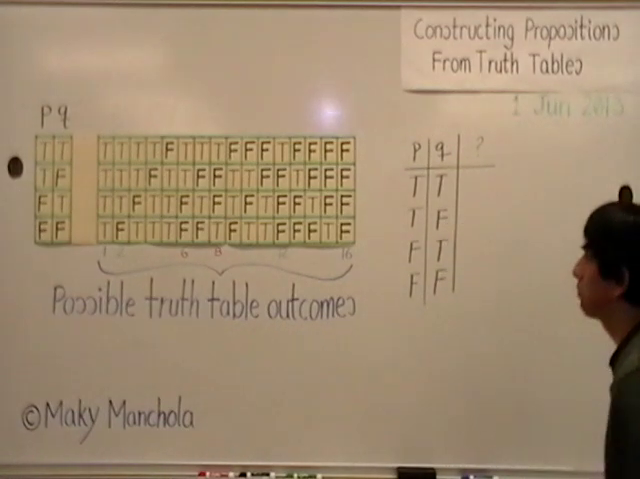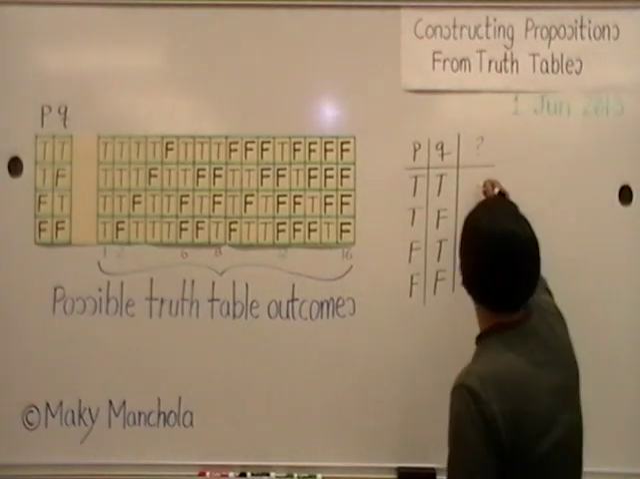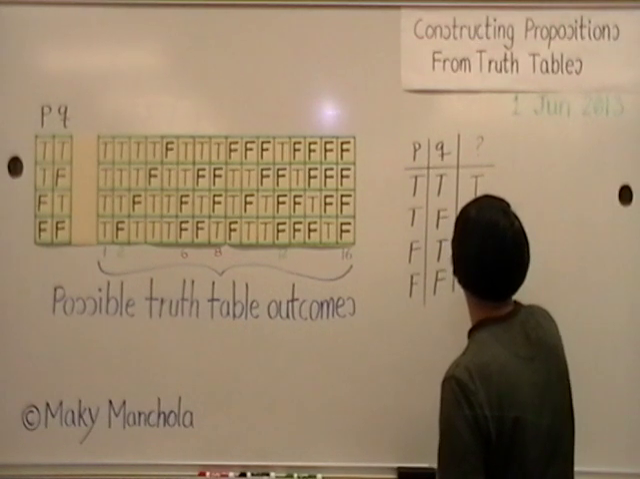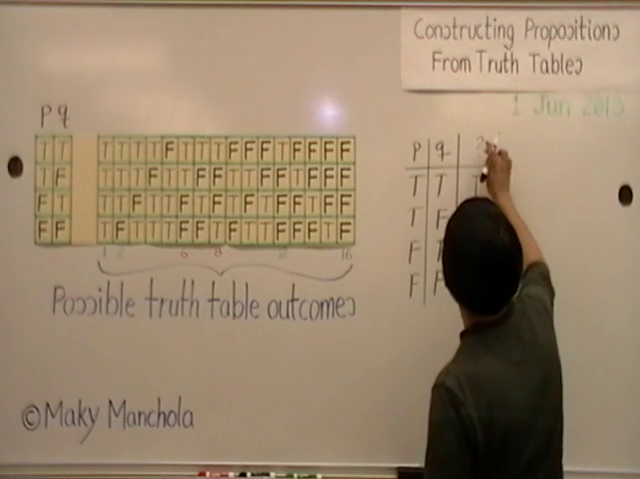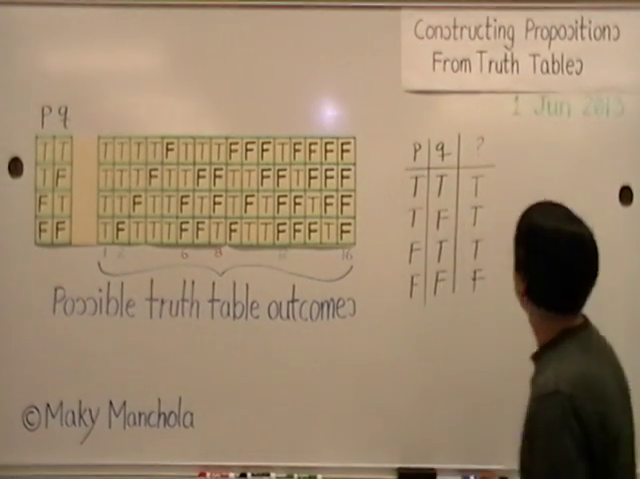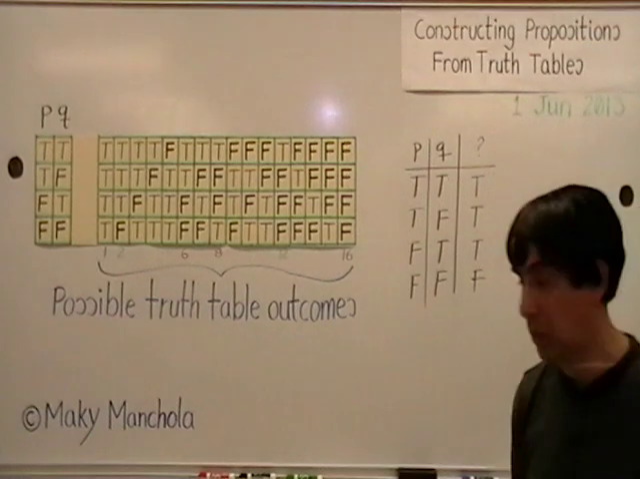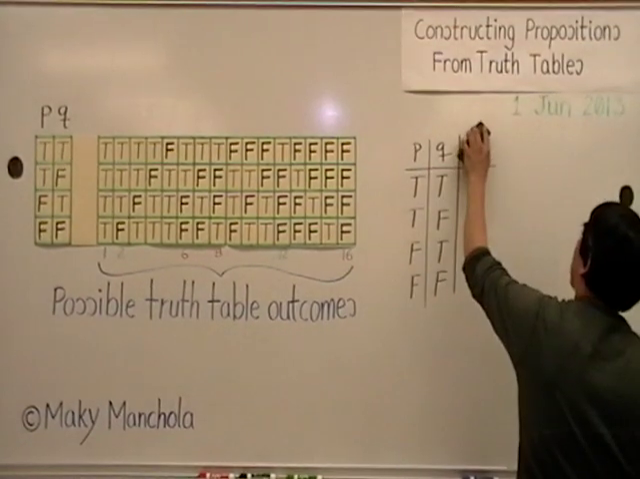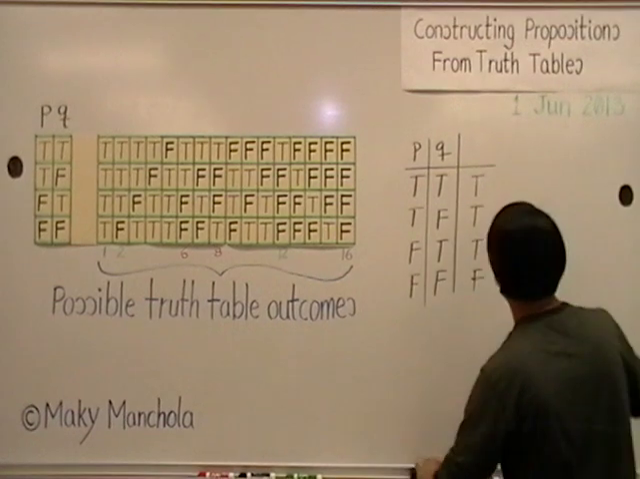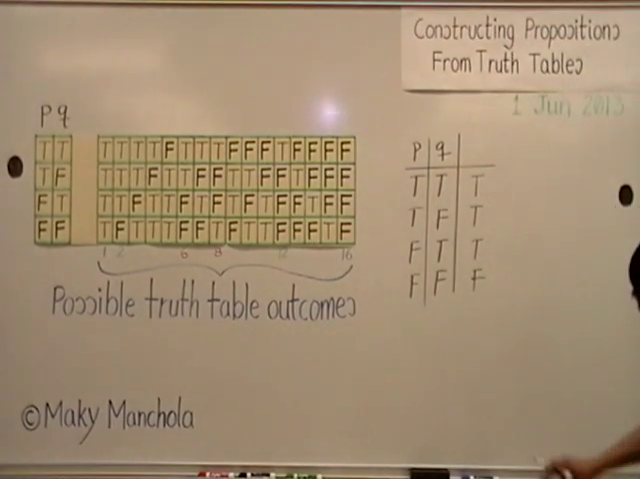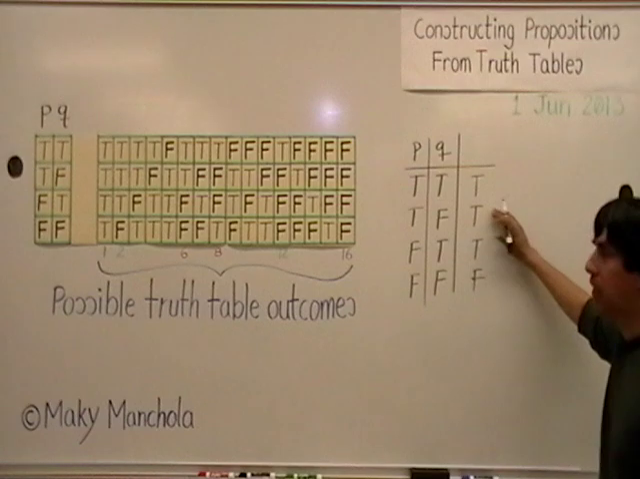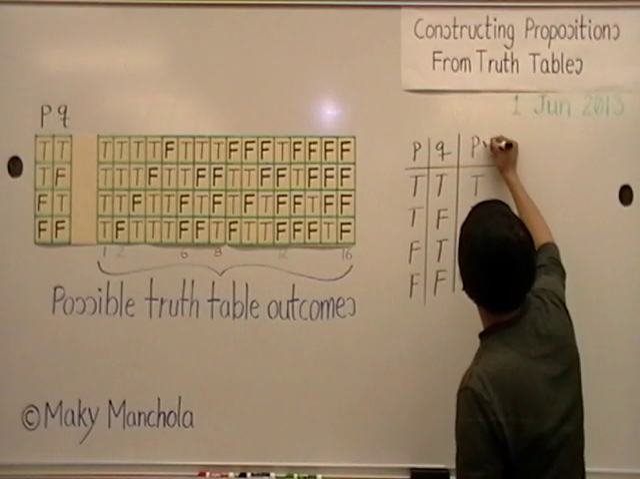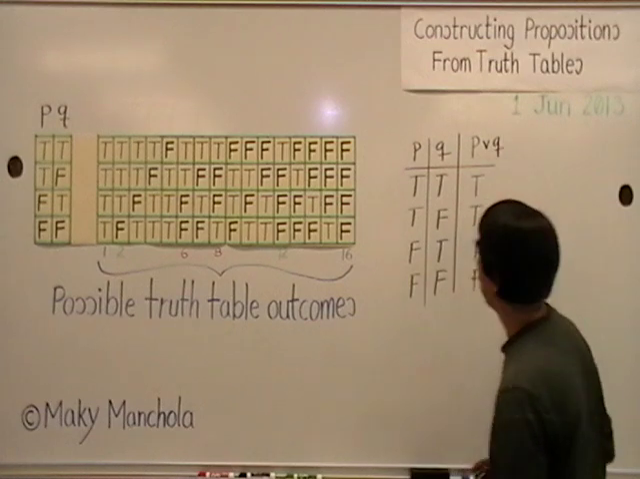For instance, suppose our outcomes are true, true, true, false. Let's find a proposition that gives this truth table. From basic logic, the audience will realize that this is the truth table for the disjunction of P and Q, P or Q.